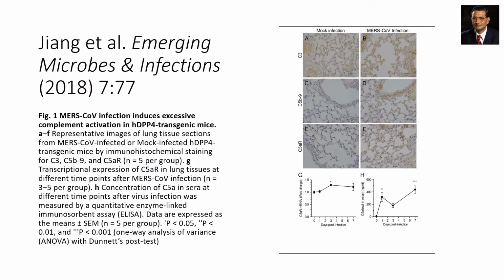Zhang and associates created a very elegant animal model, a transgenic mouse with human DPP4 expression, and they can show here that there is clear evidence of complement activation and deposition of the terminal complement membrane attack components in the lung tissue in MERS infection. And this suggests a very important role for coronavirus infections in complement-mediated acute lung injury.